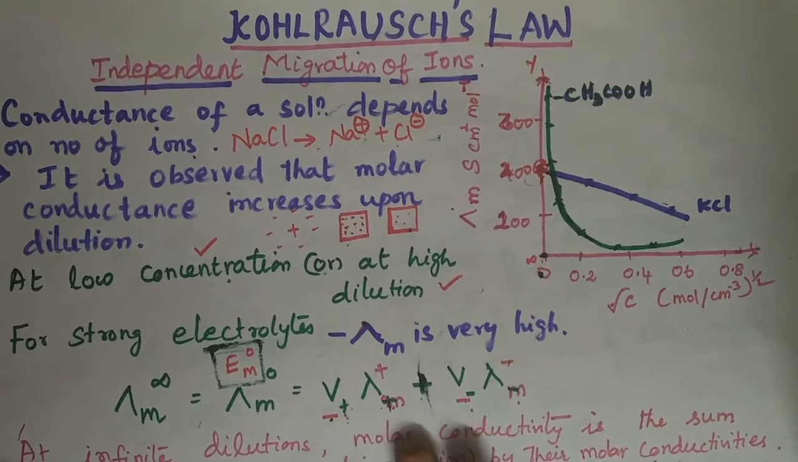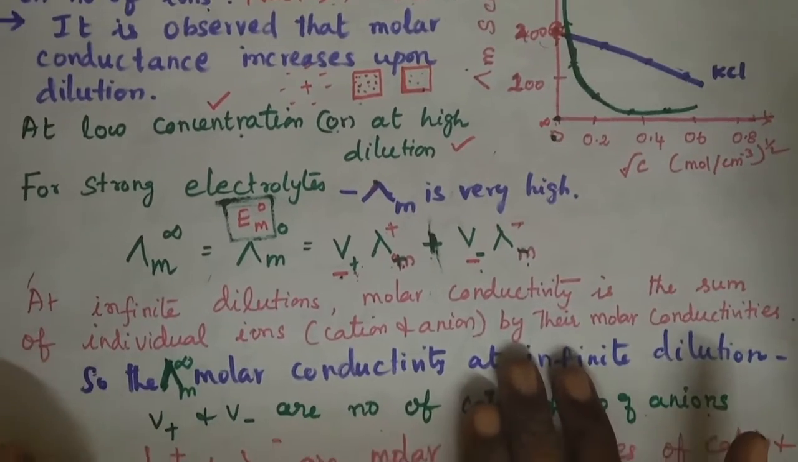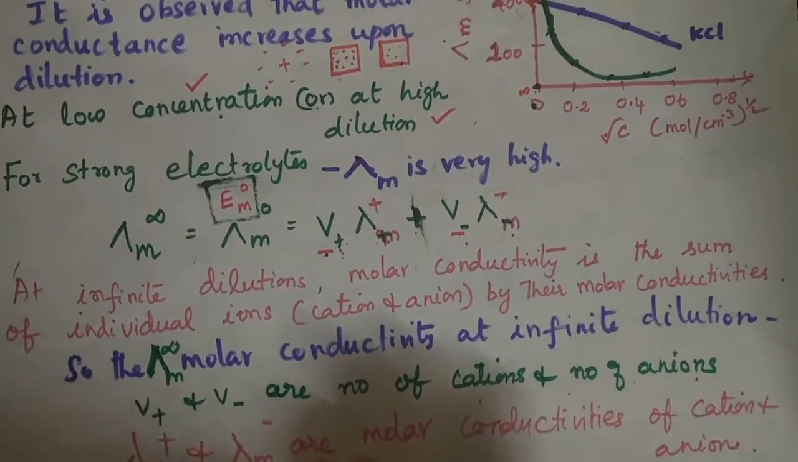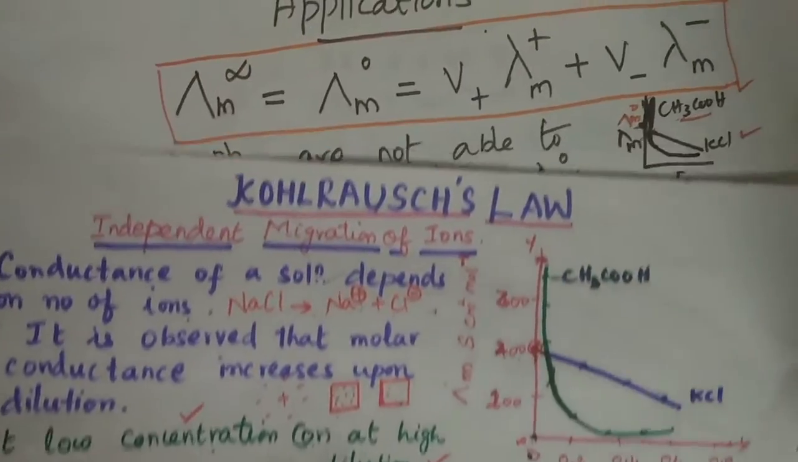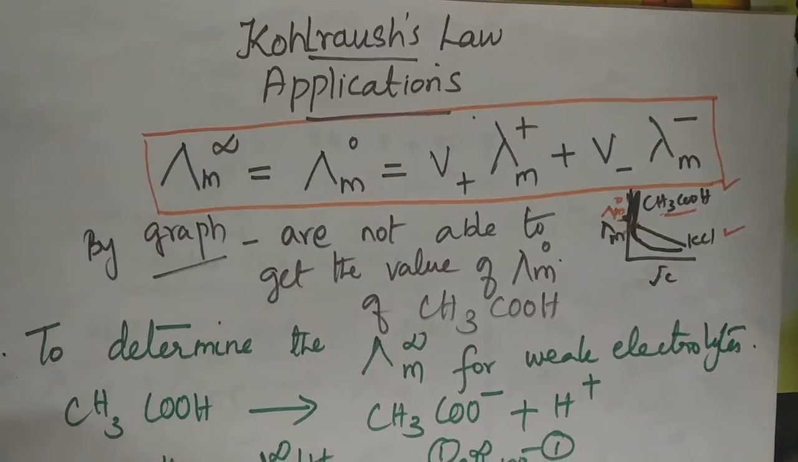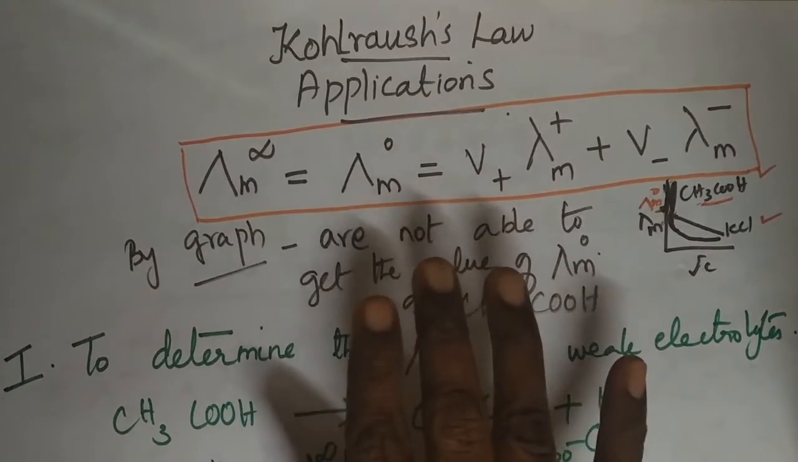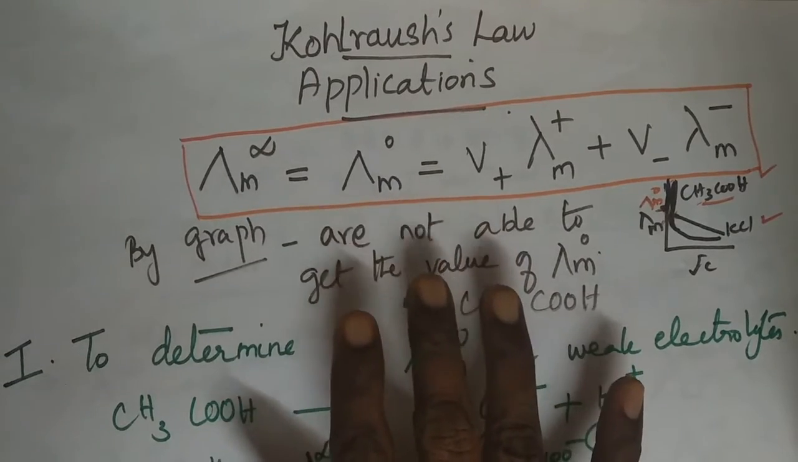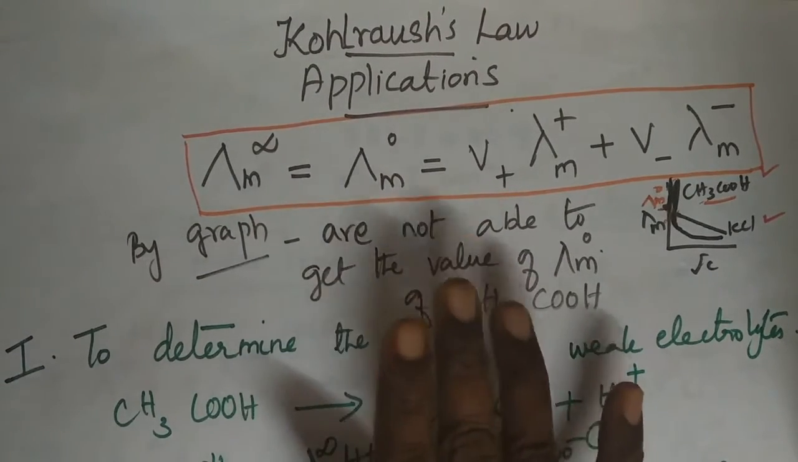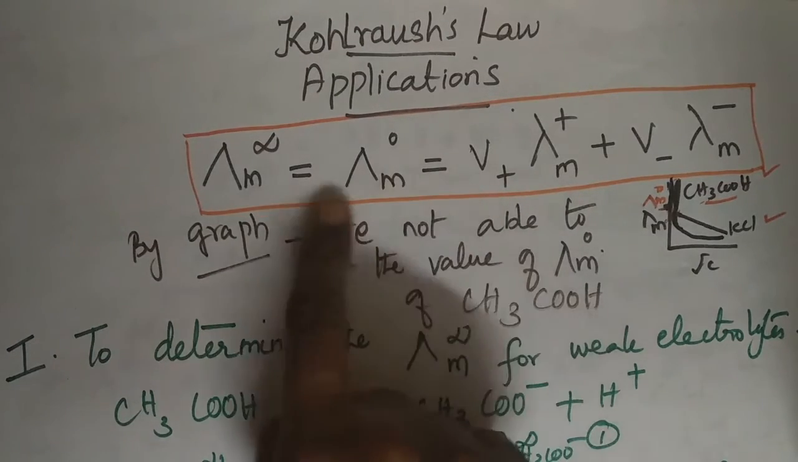Students, in the last video we saw the Kohlrausch law and how that formula was derived. In this video you are going to see the applications of Kohlrausch law. What are the applications? First let us go through them, and then we will derive those applications also. First of all, let us go with the formula.